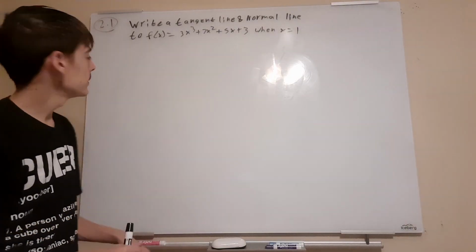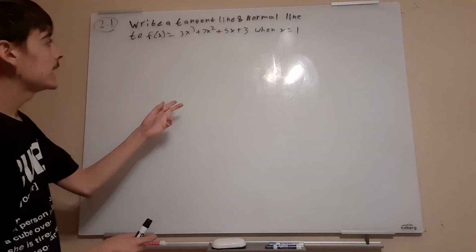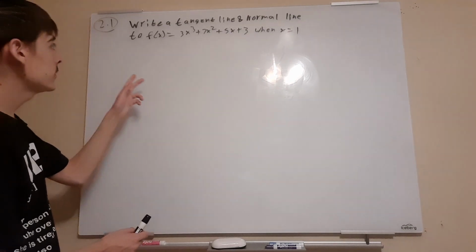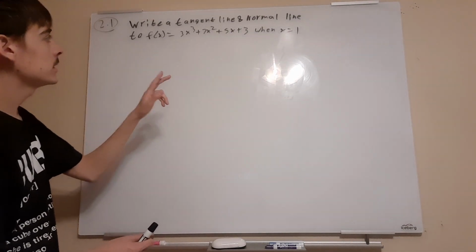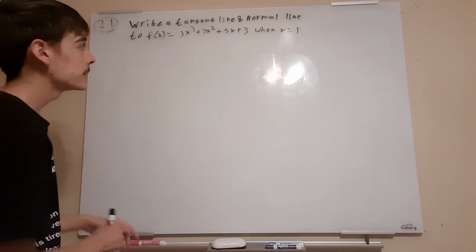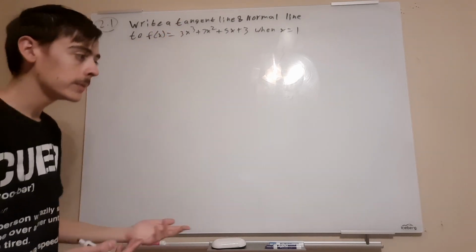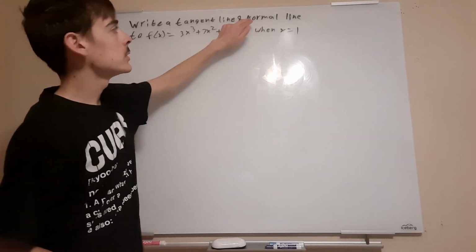Okay, now we have a really similar question, but it's a bit more complicated. So this one is write a tangent line and a normal line to f of x equals 3x cubed plus 7x squared plus 5x plus 3 when x is equal to 1. So analyzing this, we're going to write a tangent line again. That's the exact same thing we just did, so that shouldn't be bad. But also a normal line.